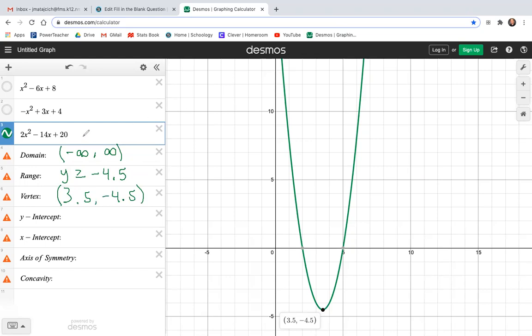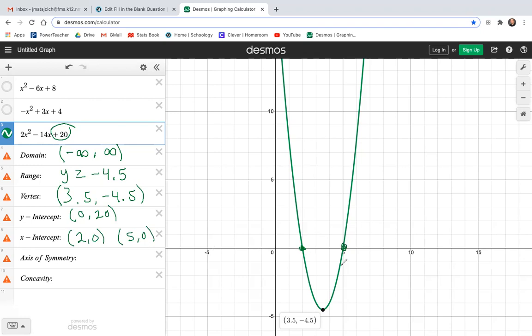Our y-intercept, it's not graphed up here, you can't see it, but it's pretty easy to find. You probably noticed the pattern on the first two that we did, but it's just going to be this number. So the y-intercept is going to be at (0, 20). The x-intercepts, again, we have two of them, one right here, one right here. So those points would be (2, 0) and my other point is at (5, 0).